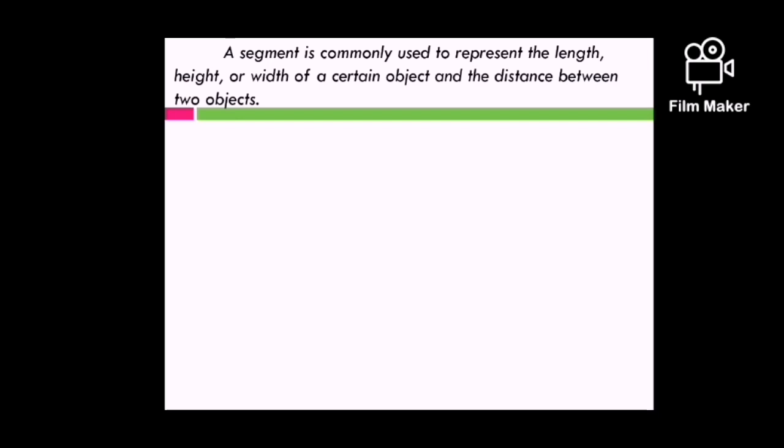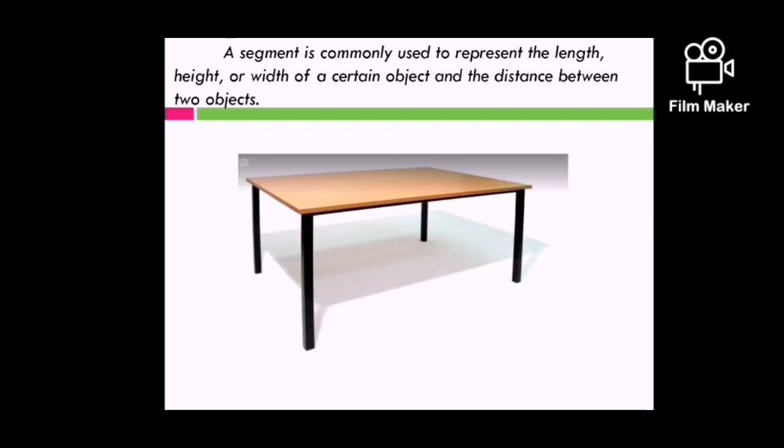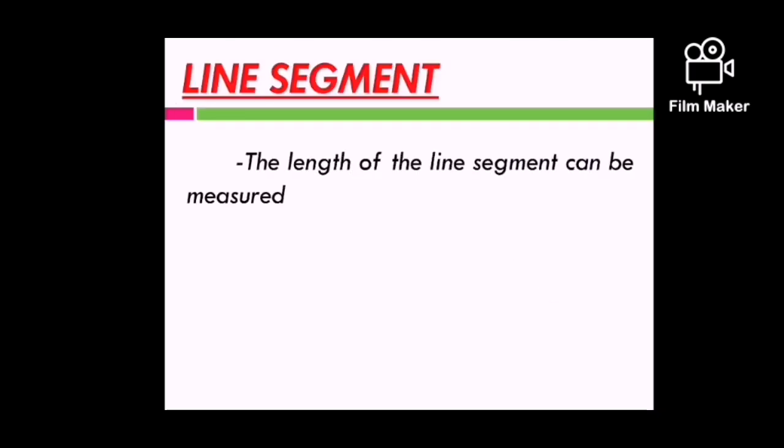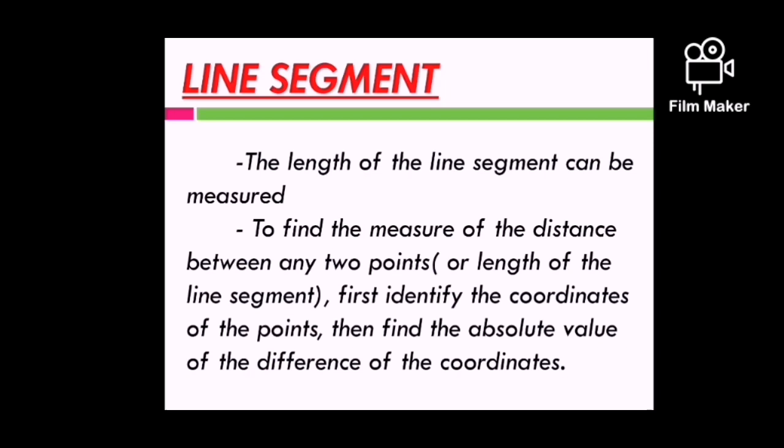A segment is commonly used to represent the length, height, or width of a certain object and the distance between two objects. The edge of the table represents a line segment. The length of the line segment can be measured. To find the measure of the distance between any 2 points, or the length of the line segment, first identify the coordinates of the points, then find the absolute value of the difference of the coordinates.